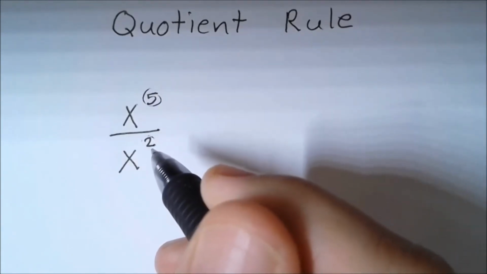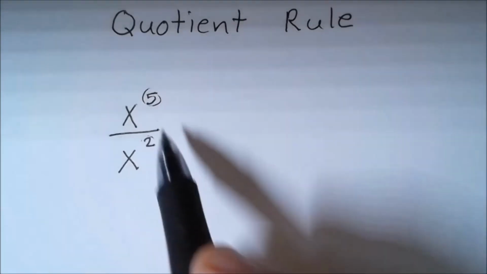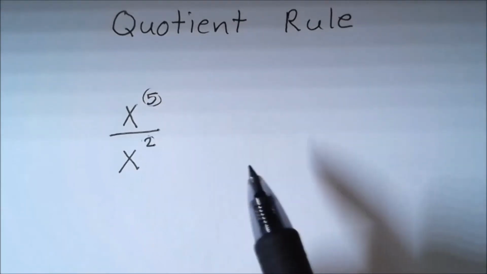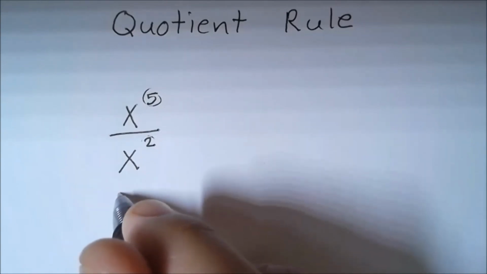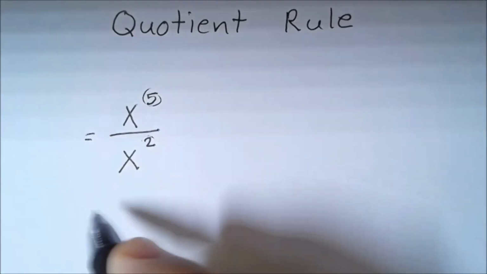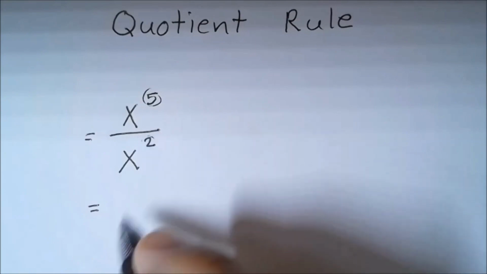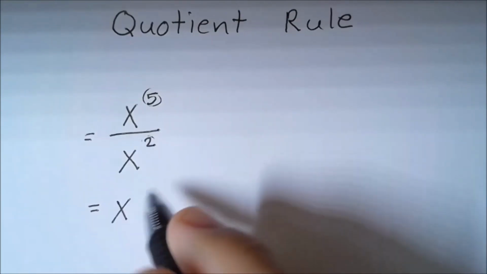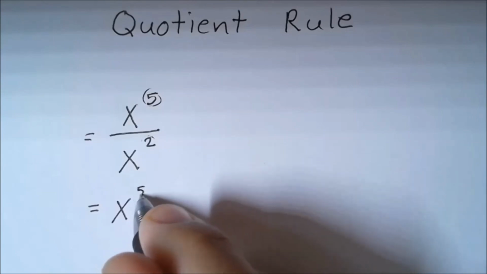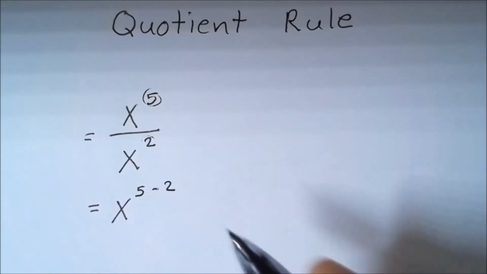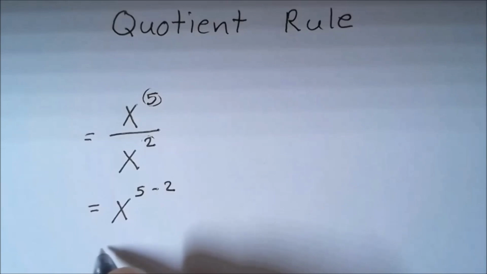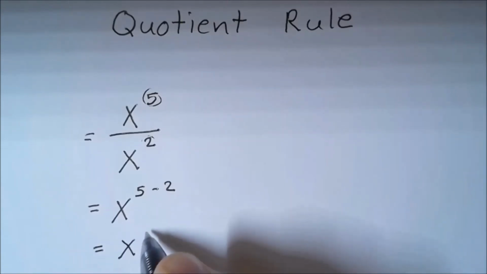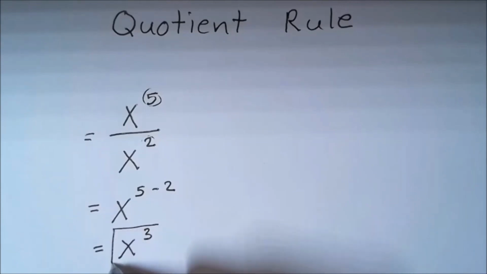So when we subtract them, we're always going to subtract the denominator from the numerator. So let me give you an example. If we were to write an equivalent statement of the process, it is actually the base of x to the power of 5 minus the power of 2. And if we further simplify that, it would give us x to the power of 3. And that's it.